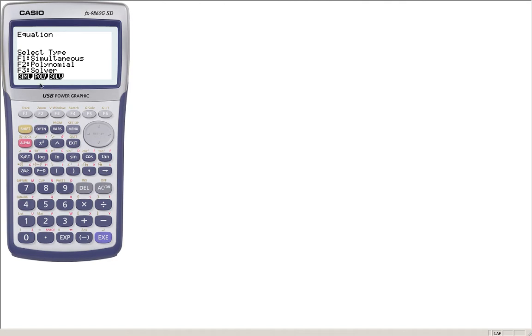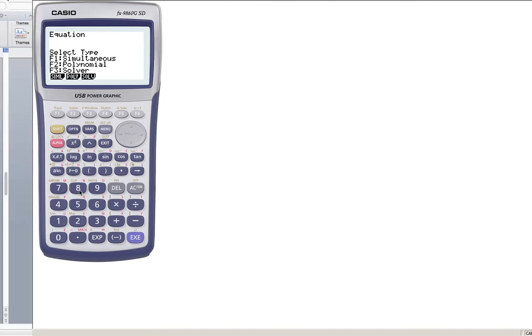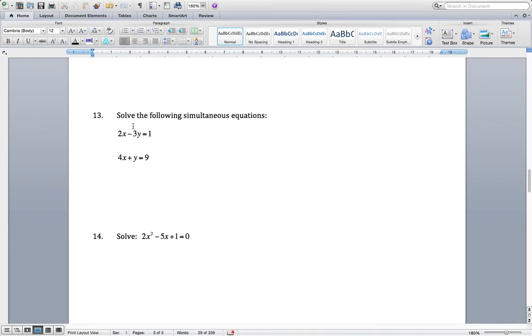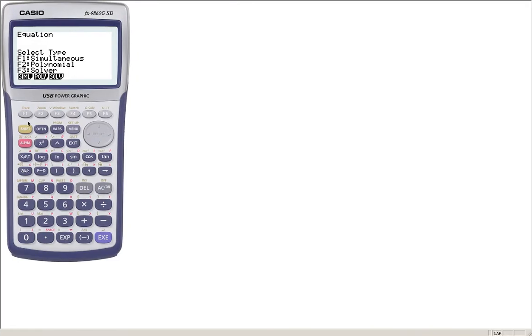Let us see this option simultaneous. Let us look at this problem. Solve the following simultaneous equations. The first equation is 2x minus 3y equal to 1. The second equation is 4x plus y equal to 9. So let me press F1.